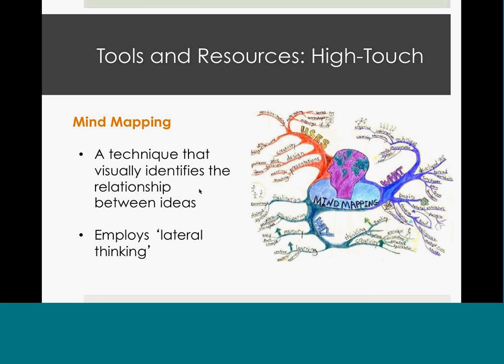And so it employs lateral thinking. Too often we think of it as a linear process, and this is more of a lateral thinking where ideas connect side by side. So it's pretty fun, also an enjoyable thing to do for your personal life as well, to think through where you're at in life.